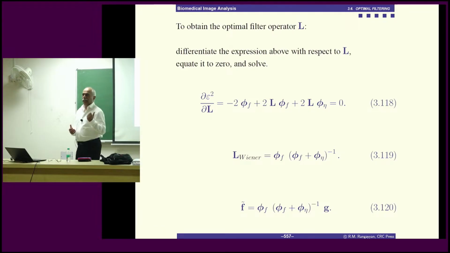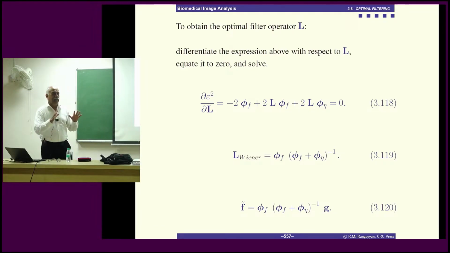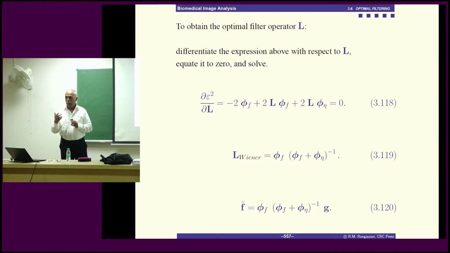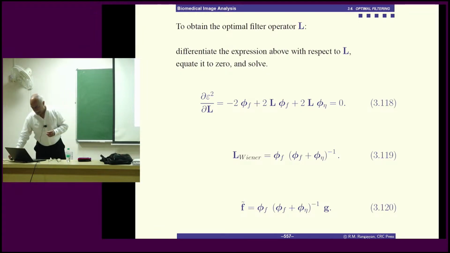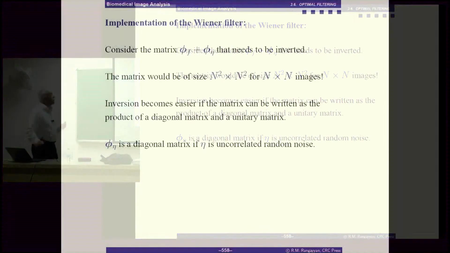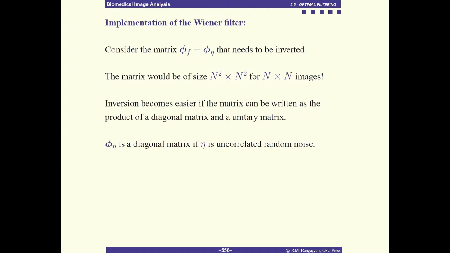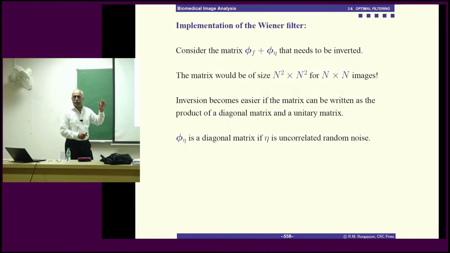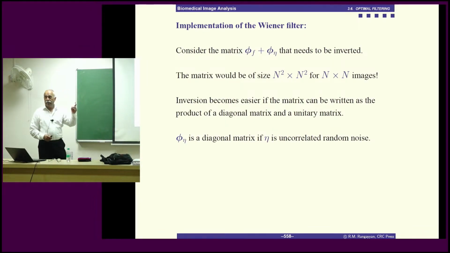Now, what we need are these quantities. We don't need the original image, of course. That's what we're trying to estimate. We don't know it. For noise, you need to estimate the statistics somehow, the autocorrelation function. And let's see how we can modify that a little further. Inversion of that matrix could also be a problem. It's a large matrix, n squared by n squared. Inversion is easier if the matrix can be written as a product of a diagonal matrix and a unitary matrix, as we saw earlier. So the Fourier transform helps in that.